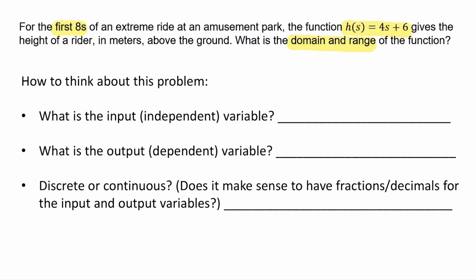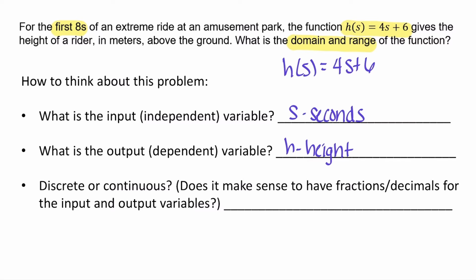So let's think about this problem. We have this function h of s equals 4s plus 6. If we look at the input, the independent variable is going to be s, which is the seconds. The output variable, which is h, will be the height. So now we need to think about if it's discrete or continuous.